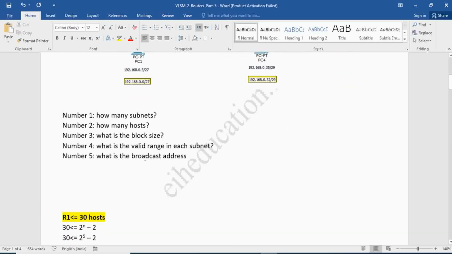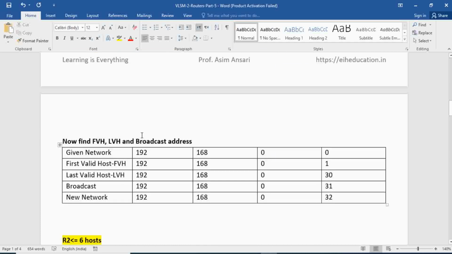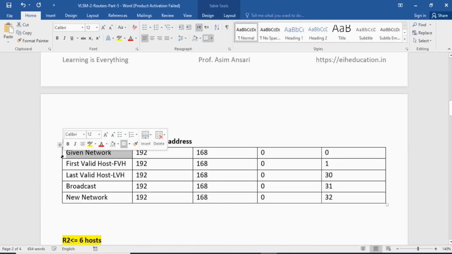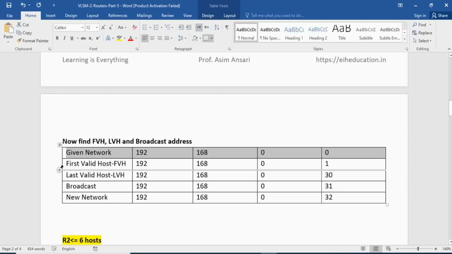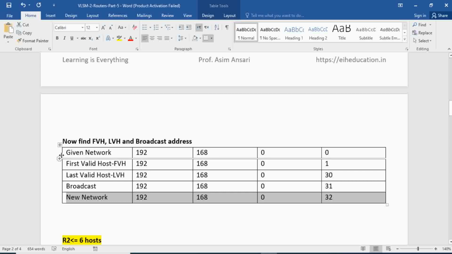Make a table like this. Given network: 192.168.0.0. First valid host, FVH: 192.168.0.1. Last valid host, LVH: 192.168.0.30. Broadcast: 192.168.0.31. New network: 192.168.0.32. First, write the given network and new network.